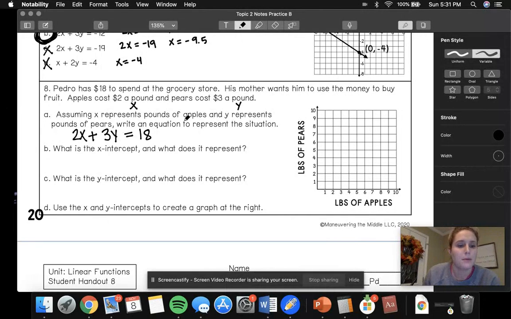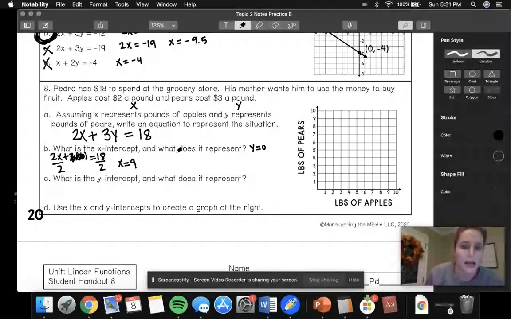Okay, it says first, what is the x-intercept and what does it represent? So x-intercept, that is when we don't have any y values. I want to know when y is 0. Okay, so I'm going to plug that in, 2x plus 3 y's or 3 zeros. Then 3 zeros is just nothing. So I have 2x equaling 18. So I have x equals 9. Okay, so as an ordered pair, I have 9, 0.